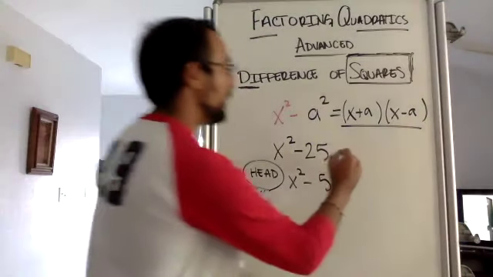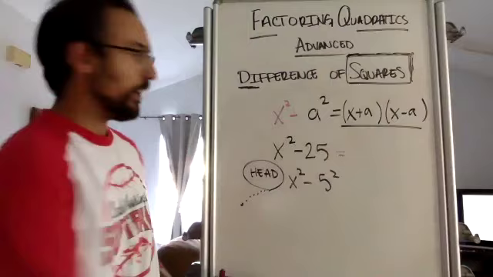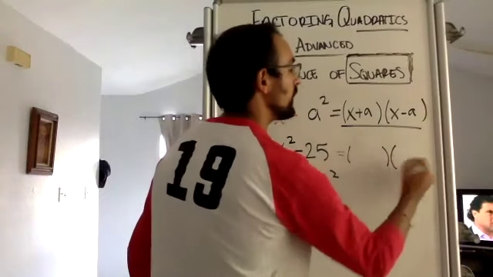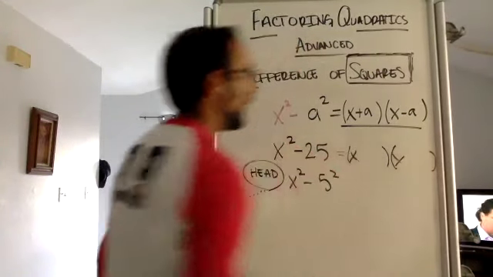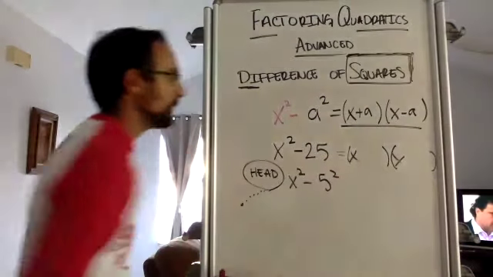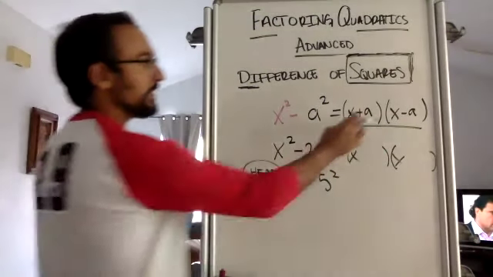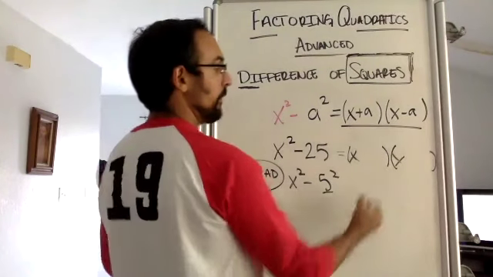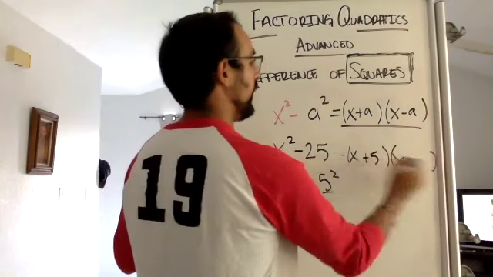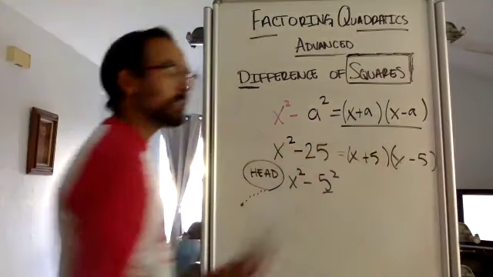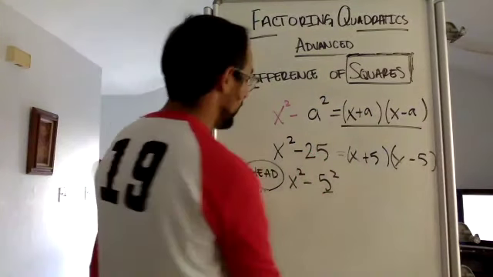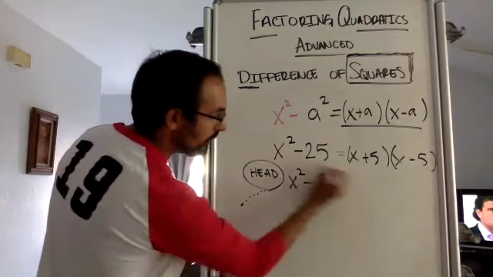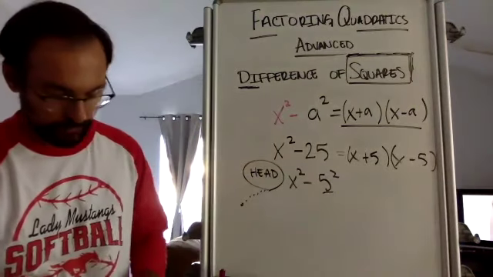Okay, so now I can use this formula. First of all, I know it's going to be x in front of both of them, in the first spot. And I can say x plus that number, 5, and then x minus that number. So x plus 5 and x minus 5. And I'm done factoring. I don't have to show any work. This step is in your head. You're seeing 25 is 5 squared.